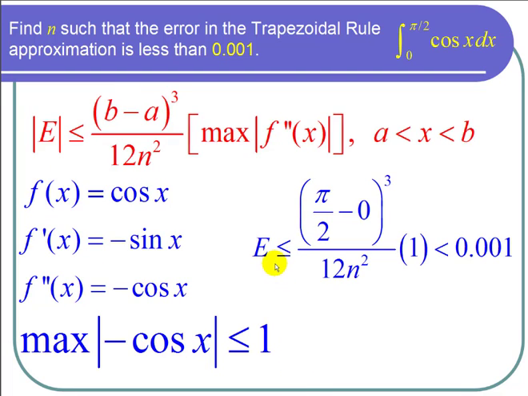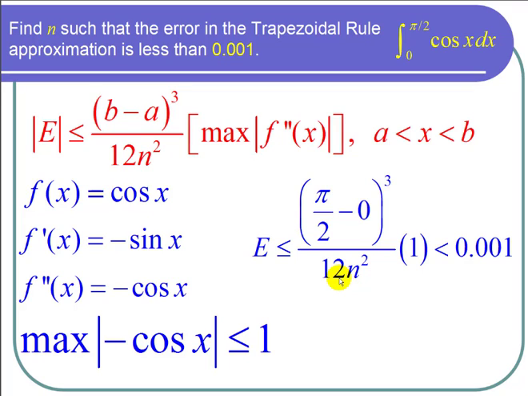I get that our error is less than pi over 2, because that's b, minus 0, that's a, cubed, divided by 12 times n squared. n is our unknown. We don't know what that is. Times 1 from this maximum value. And we want that error to be less than 0.001.